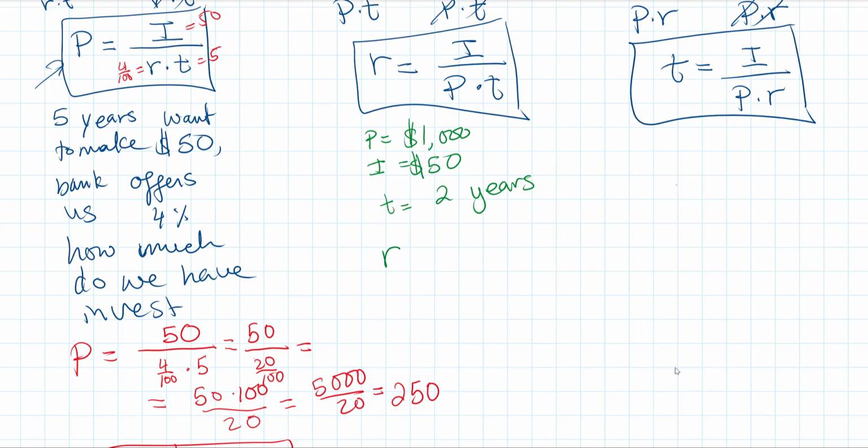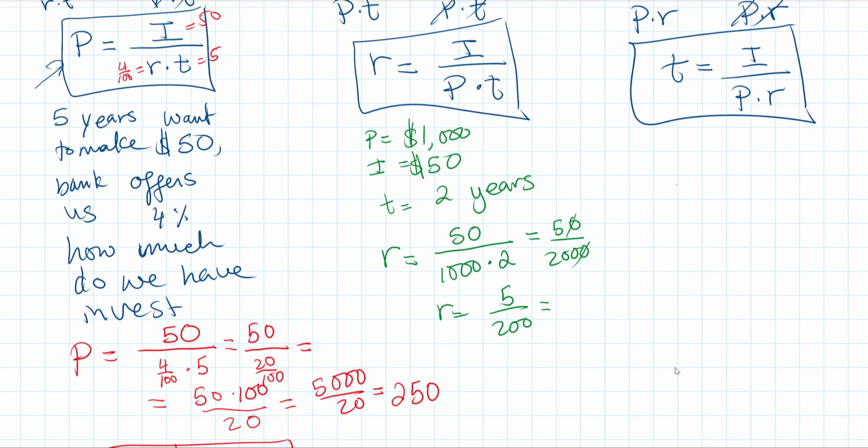Well, let's see. R equals, now instead of I, which is the interest, we'll write $50. That's what we want to make. Instead of P, we know we have 1,000, so we'll write 1,000. And time, we only have 2 years, so we'll write 2 here. So the interest rate is equal to 50 divided by 2,000. We can reduce by the 2 zeros from here, and we have R equals 5 divided by 200.